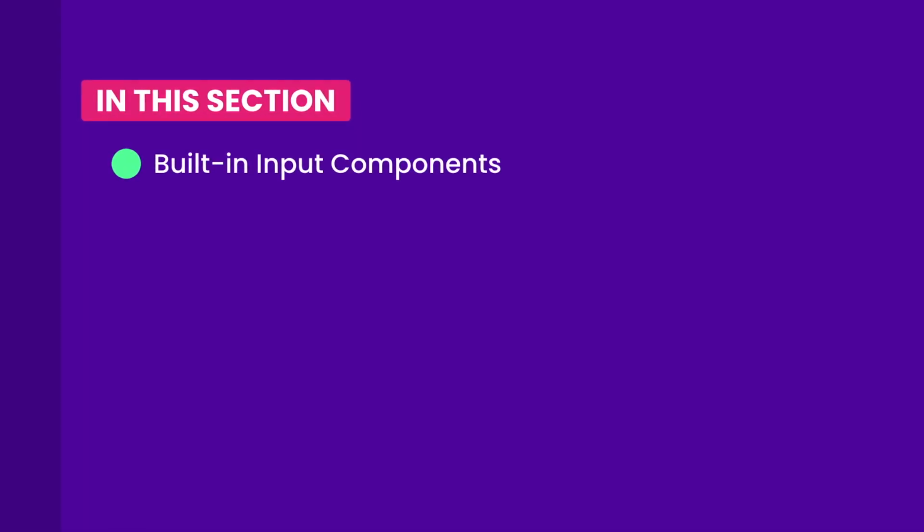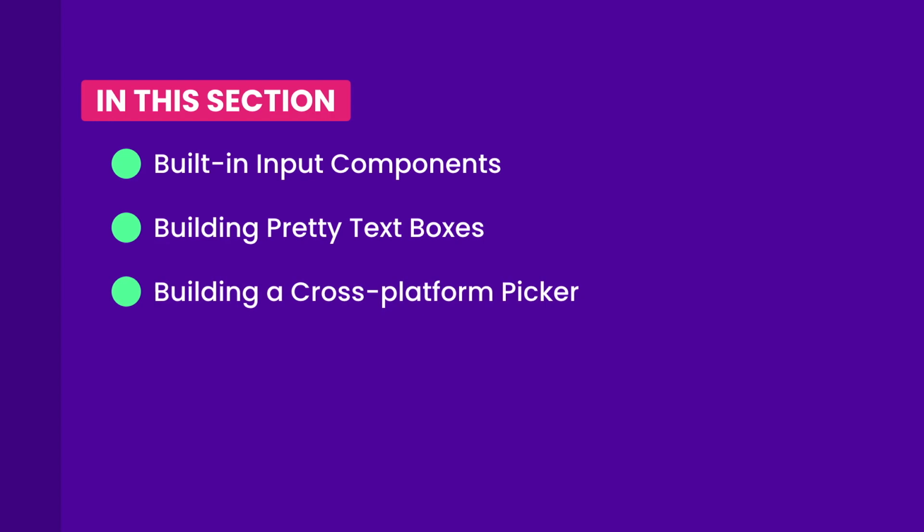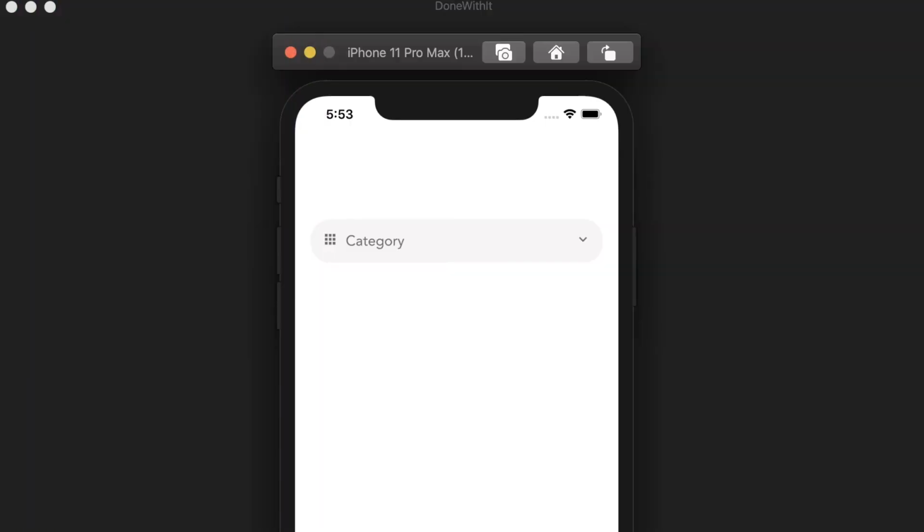In this section, we're going to talk about getting input from the user. First, we're going to talk about the input components available in the React Native core. Then we're going to talk about building pretty text boxes. And finally, I'm going to show you how to build a cross-platform picker component from scratch. So when we tap on this component, it shows a modal box with a list of items to choose from. This is a very exciting section, so let's jump in and get started.